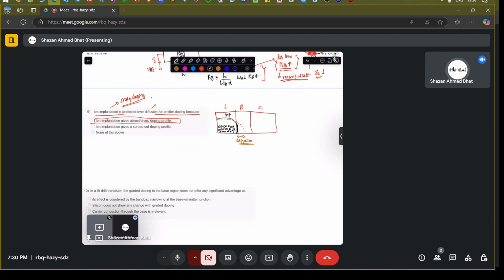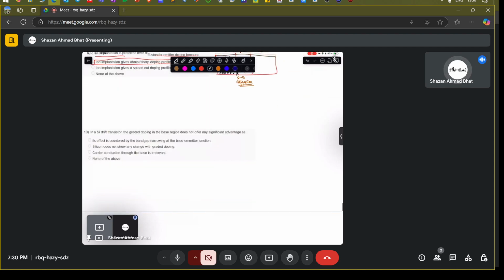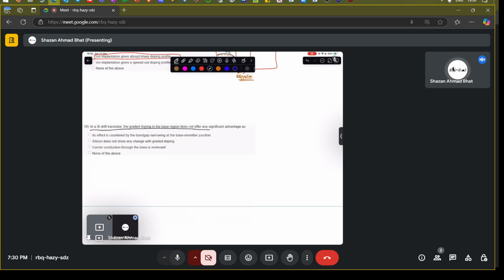So this transition should be as sharp as possible. And what is the other question? In a silicon drift transistor, the graded doping does not offer any significant advantage. Why? What is a silicon drift transistor?